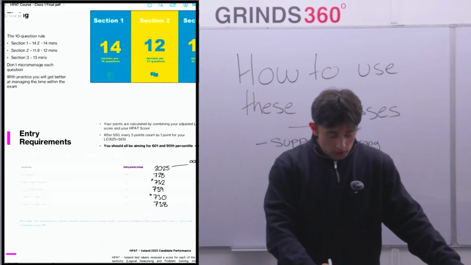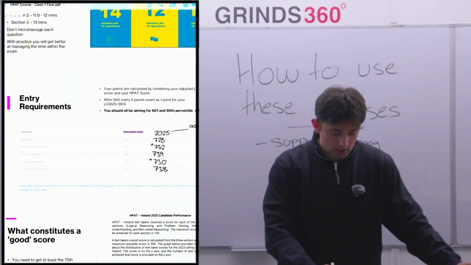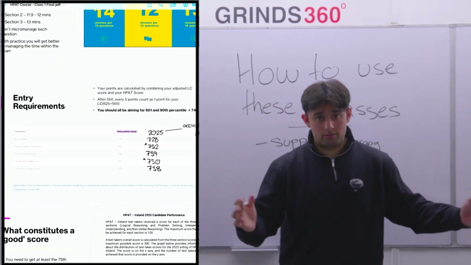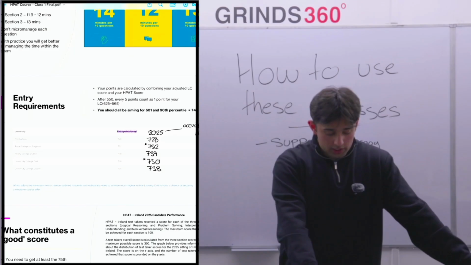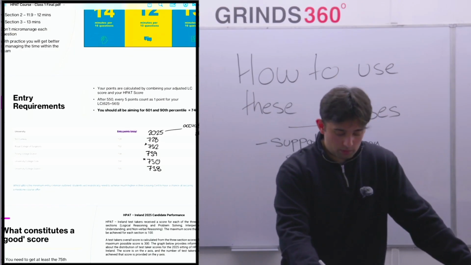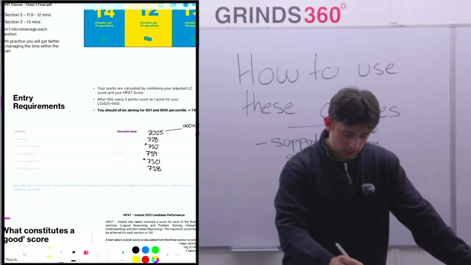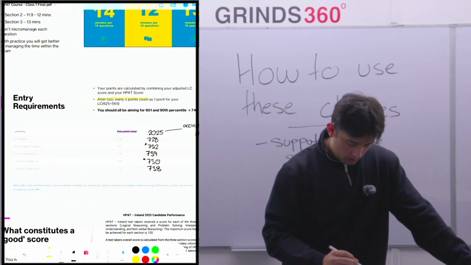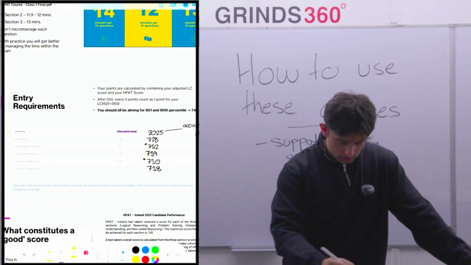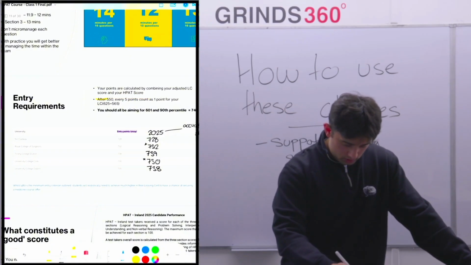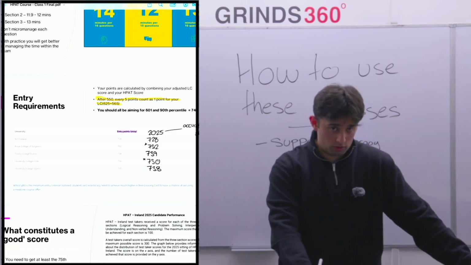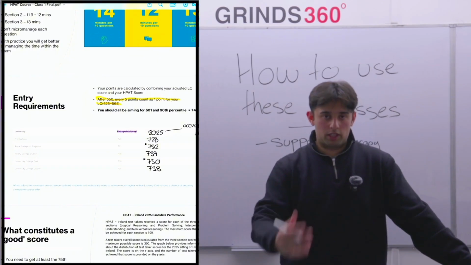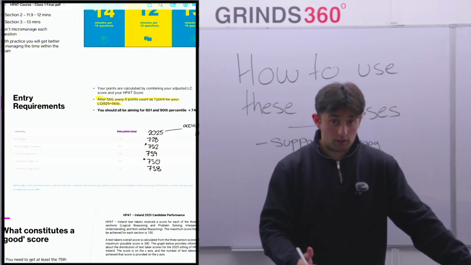Okay. I've been talking a lot about points, and some of you may never have encountered how the points calculation works. The really important thing you guys need to cop onto is this part here, okay? After 550, every 5 points counts as 1 point. It means that if you get 625 for medicine, that counts as 565.